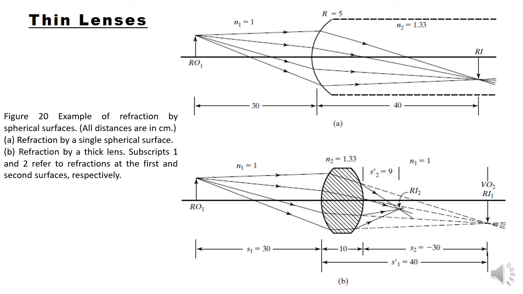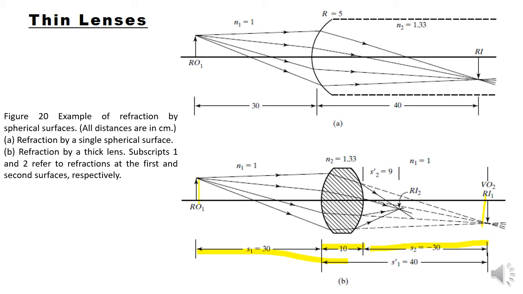Here in this figure you can see that an object is placed at a distance s1 from the lens and its image is formed here at a distance s2 from the lens. Here this is the thickness of the lens. To the left and right of the lens, the refractive index of the medium is n1, while the refractive index of the lens is n2.